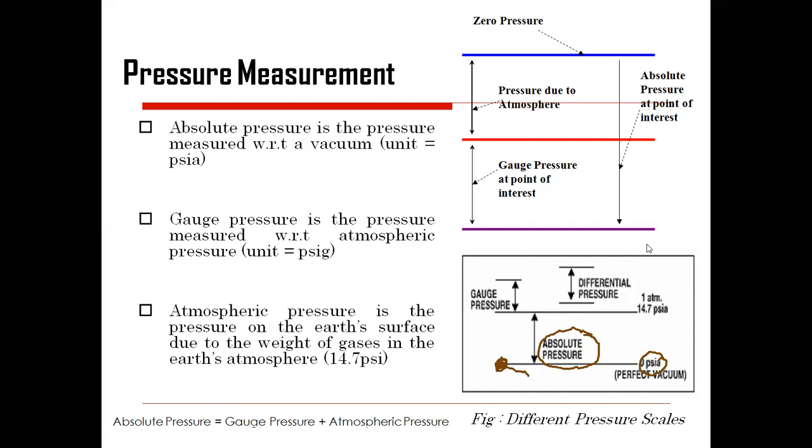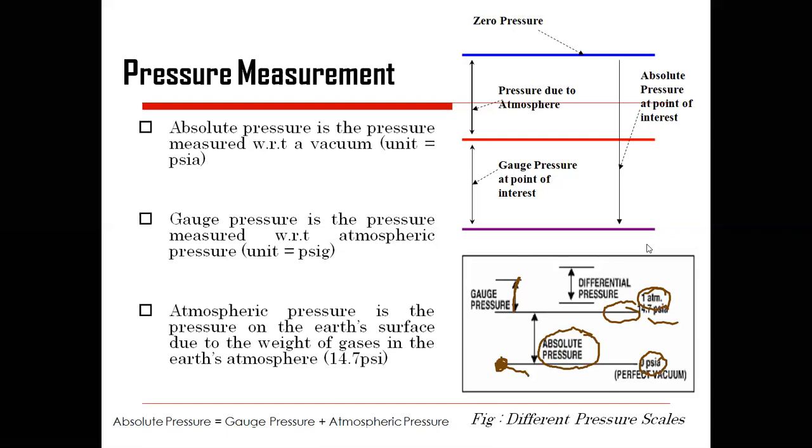Now what is gauge pressure? Gauge pressure is the pressure that is measured with respect to that of atmospheric pressure. This one is the atmospheric pressure. If you observe, this gauge pressure is at the upper side of the atmospheric pressure. So this is measured with reference to one atmospheric pressure. Okay, if you convert it into psi, that will be 14.7. One atmospheric pressure is equal to 14.7 psi.